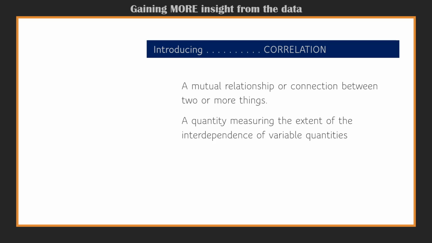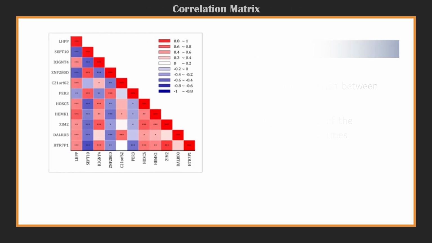So let's introduce the topic of correlation. What is correlation? It's a mutual relationship or connection between two or more things. Or it's a quantity measuring the extent of the interdependence of variable quantities. Let's look at the examples here. So imagine all the 18 fields that we had. When you're trying to ascertain the correlation between that data set, you're trying to compare every field with every other field. So here's something in action.